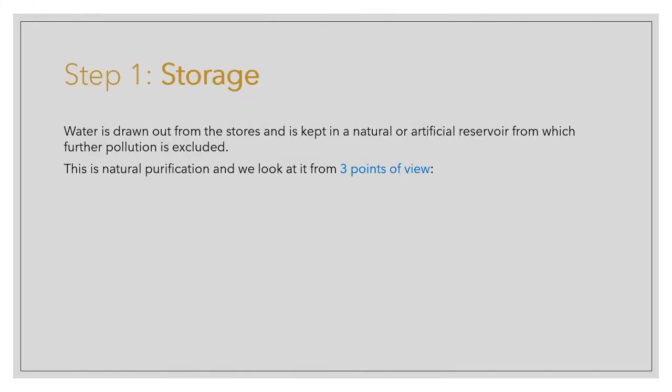So the first step to purify water is to store it. And in this, what we do is that the water is drawn out from its natural stores and it is kept in a natural or artificial reservoir from which further pollution will be excluded. And the interesting thing is that even storing the water allows a process of natural purification to take place. And this occurs from 3 points of view.